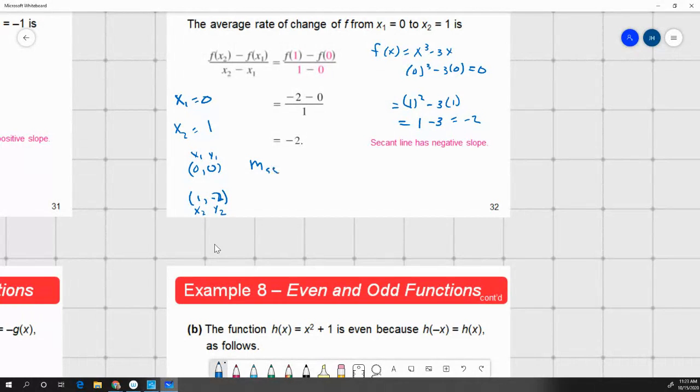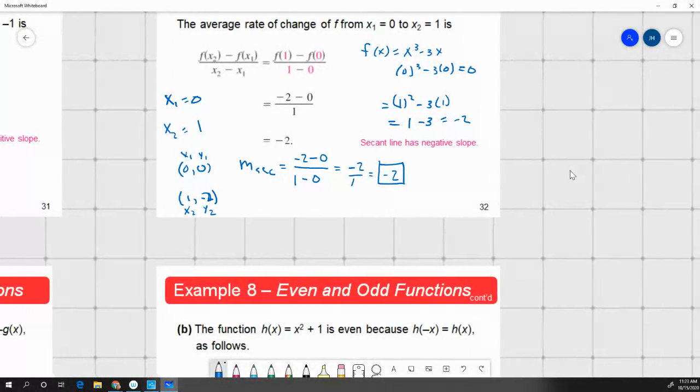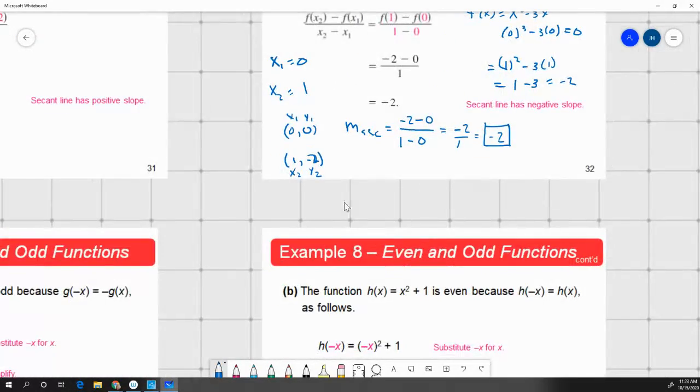So you're going to go m secant equals, and we're going to take our y2, which is negative 2, minus our y1, which is 0. And we're going to do it our x2, which is 1, minus our x1, which is 0. And we're going to have negative 2 over 1, which just equals negative 2, right? That is how they got there. So it's just plugging numbers into the equation and solving.